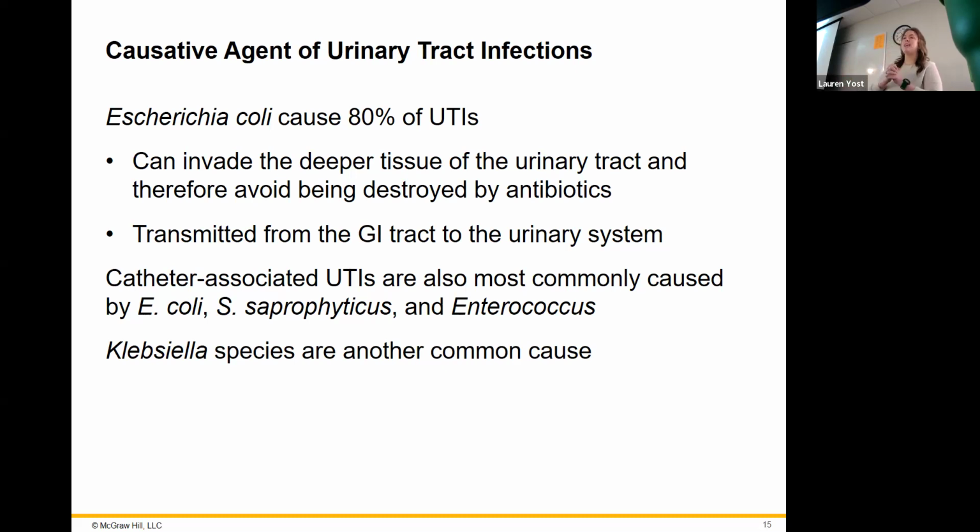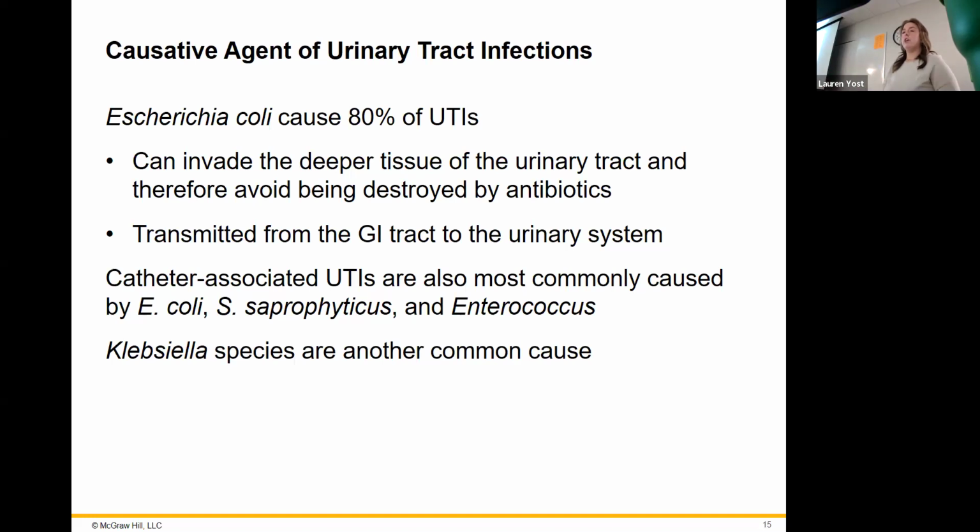E. coli causes 80% of all UTIs. It comes from the E. coli from your own bottom, if you're a lady. And don't worry, men, we have one coming for you that's quite the same. So, E. coli, Escherichia coli, is going to be a diffusely adherent version that is more able to adhere to the walls in that area.